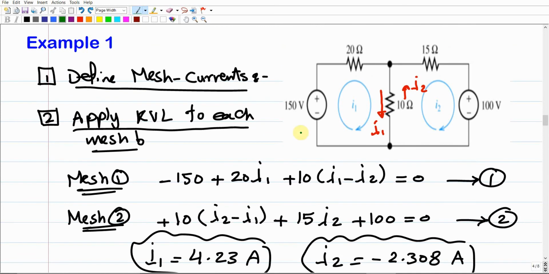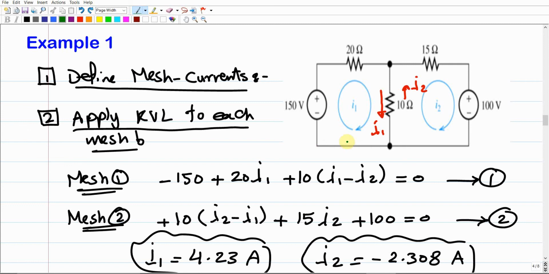So going back to this question here, how much of the current is over this 150 voltage, and how much of the current is over the 20? It does make sense that the current over the 150 is already going in this direction, and it is totally I1, which we already got as 4.23. So we're going to say that it is 4.23. Should be the current, right?